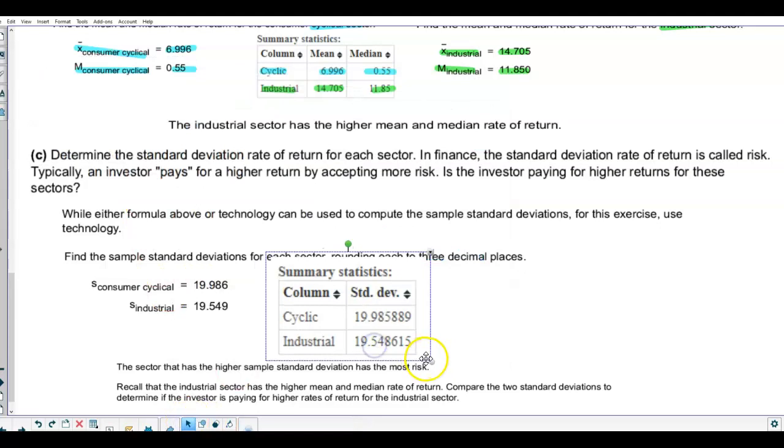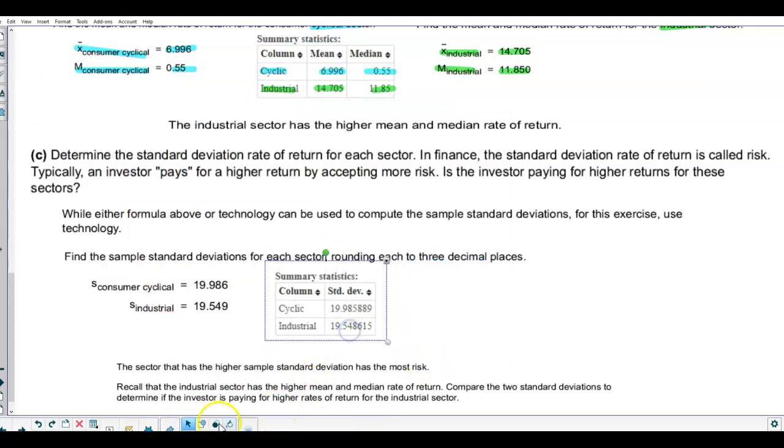And so what can we determine from here? Well, we can see that the cyclic sample standard deviation, rounded to 3 decimal places, is 19.986. And the sample standard deviation for the industrial is 19.549. You can see here that if we round it to 3 decimal places, we get 19.549.